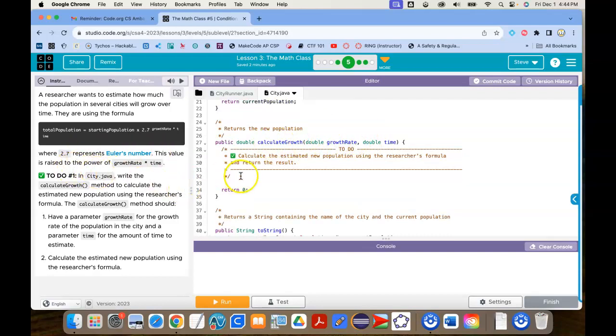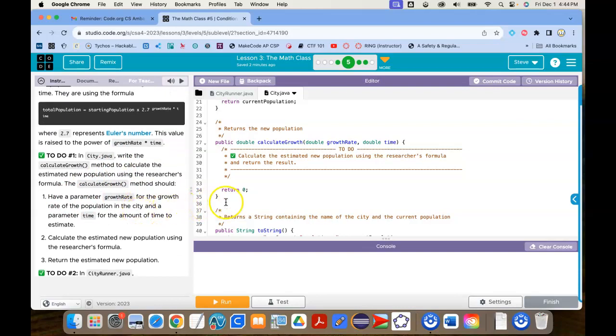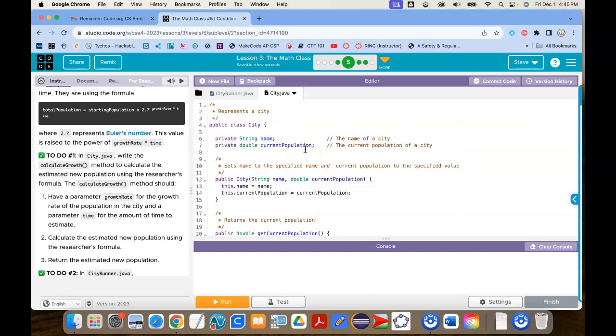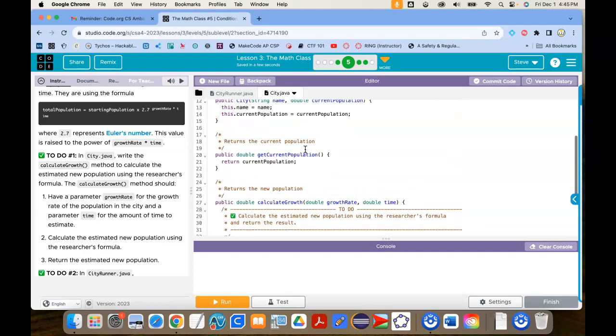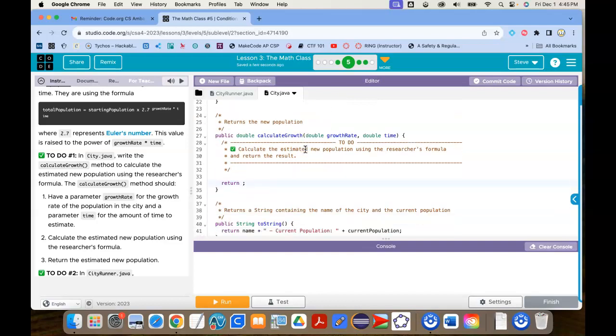So in this tab, we're going to write the calculateGrowth method. And so it's going to have a parameter and a time. So we're going to take our starting population. I don't need to use City. because I am in the class, but it is currentPopulation. So I need to get currentPopulation. I actually don't. I can just go currentPopulation.